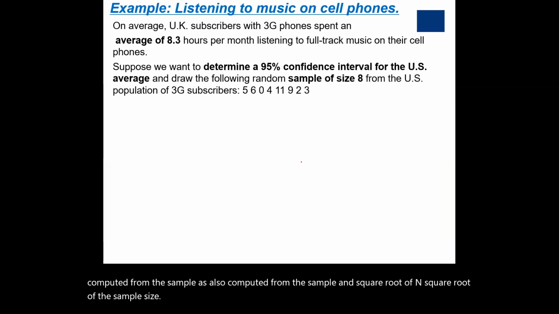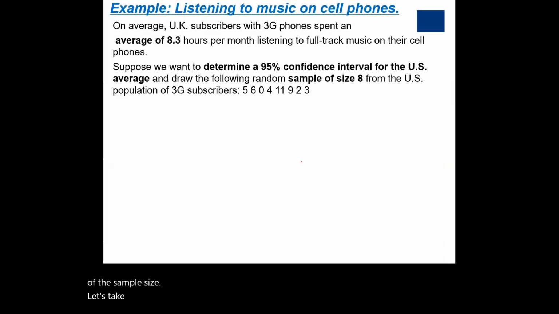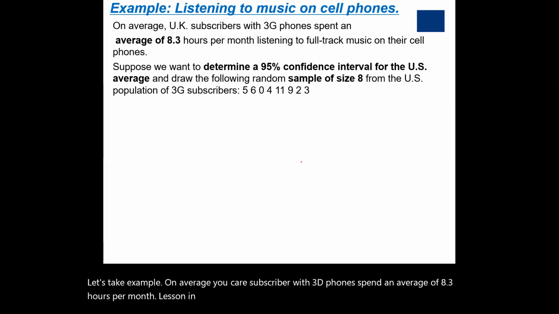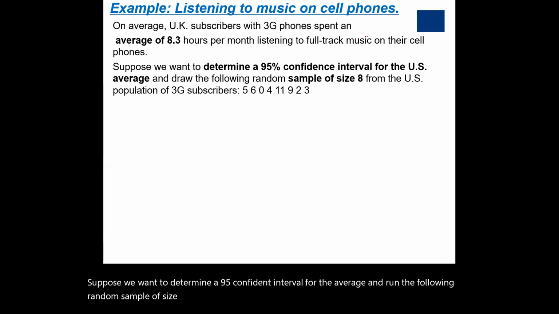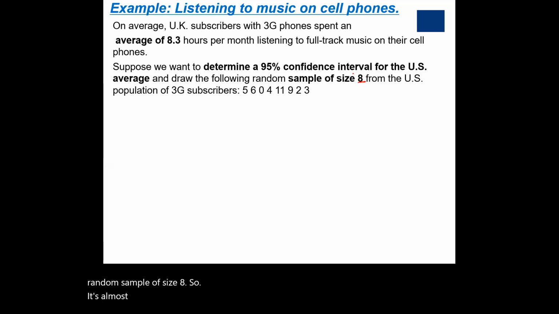Let's take an example. On average, UK subscribers with 3G phones spend an average of 8.3 hours per month listening to full track music on their cell phones. Suppose we want to determine a 95% confidence interval for the average and run the following random sample of size 8. So 8 is the sample size from the population of 3G subscribers.